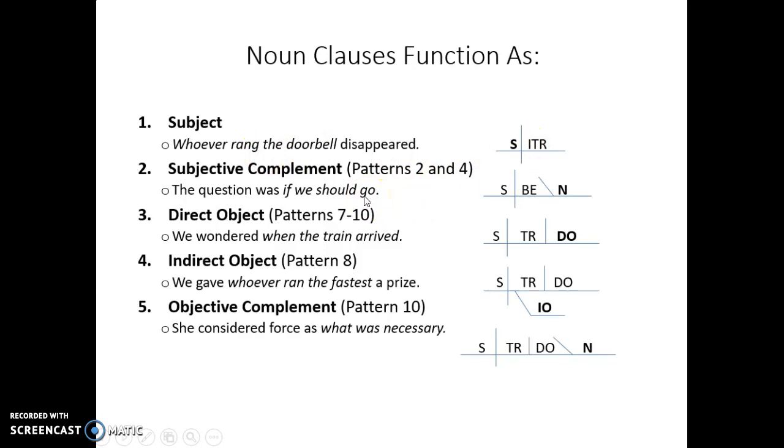Subjective complement, remember those are patterns 2 and 4. It's a noun that follows either a be verb in the case of pattern 2 or a linking verb if it's a pattern 4. And it's giving us more information about the subject, hence that backslash that's showing it's pointing back to the subject. So the question was, question is our subject. Our be verb was what? The question was something. So that's going to go in that slot.